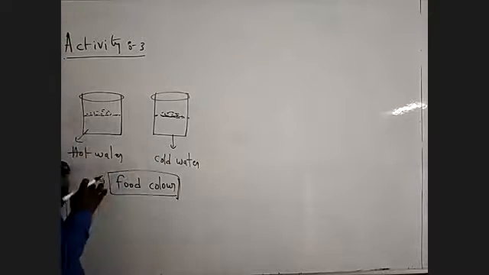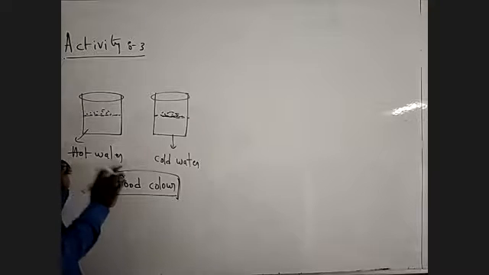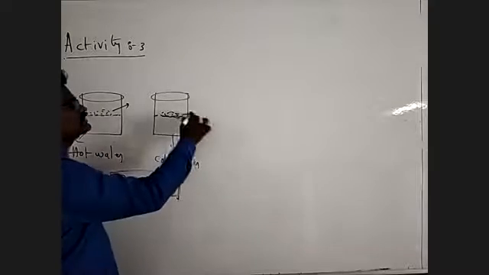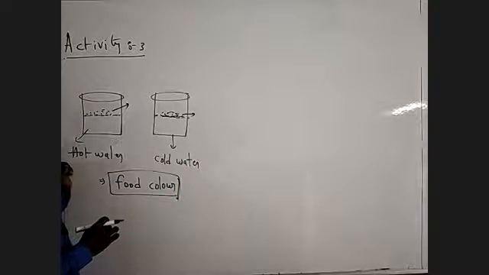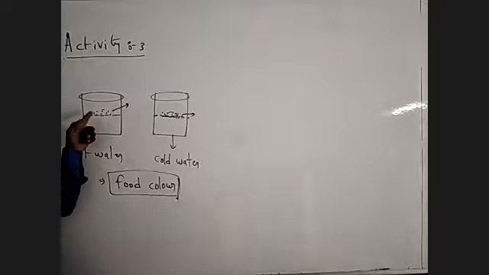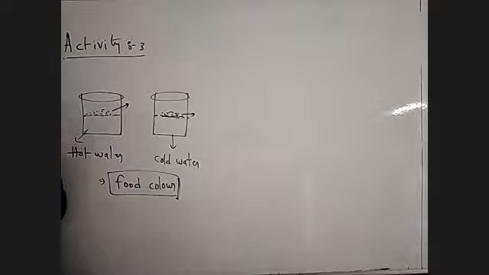The food color is moving in random directions. Here also the food colors are moving in random directions. At the same time, we have to observe the motion of the food colors. They move randomly.